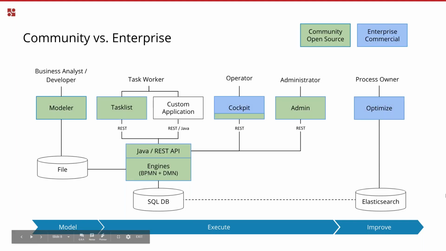That is open source, not 100%, of course. Cockpit, for example, is mostly enterprise when it comes to the feature set. So when you have mission critical, complex processes you want to operate in production, you want to rely on sophisticated tooling for doing this. This is where Cockpit kicks in, and Optimize is also an enterprise product.